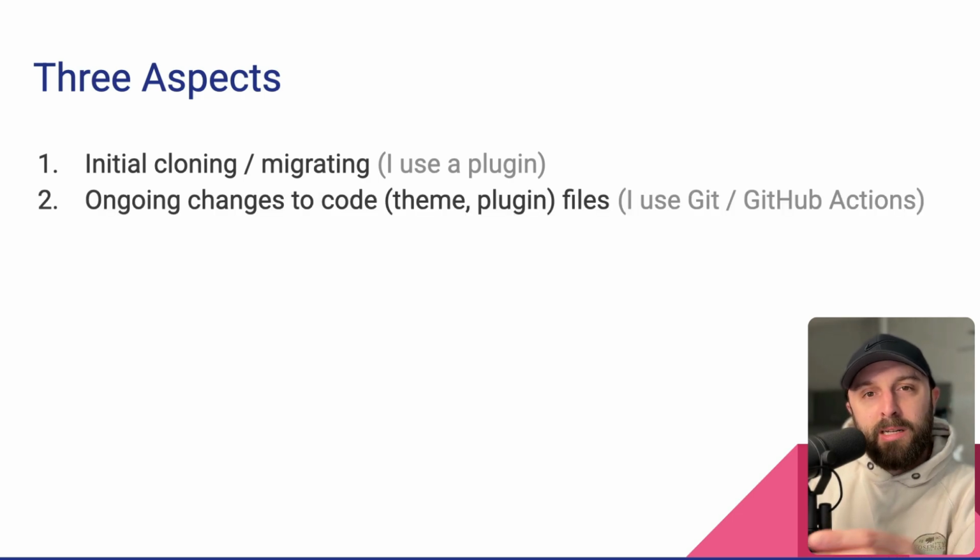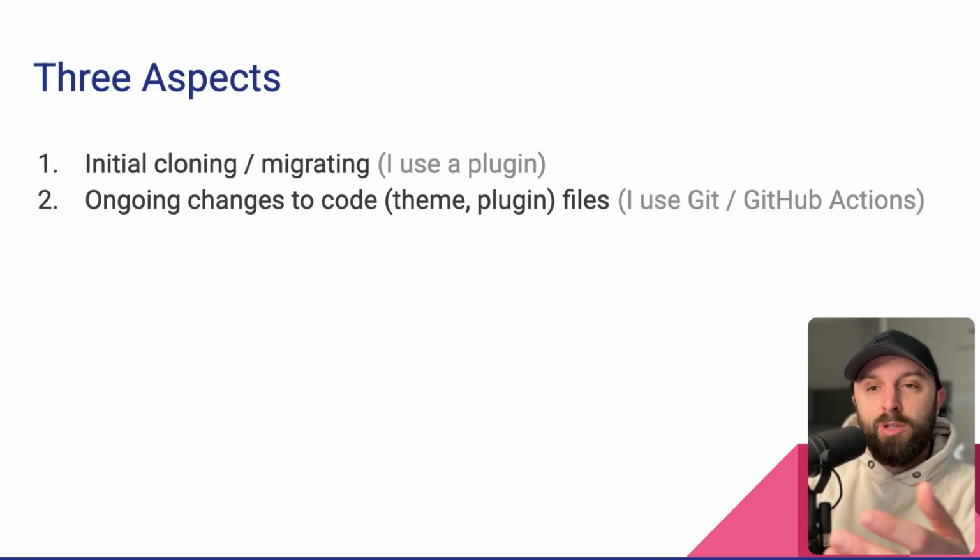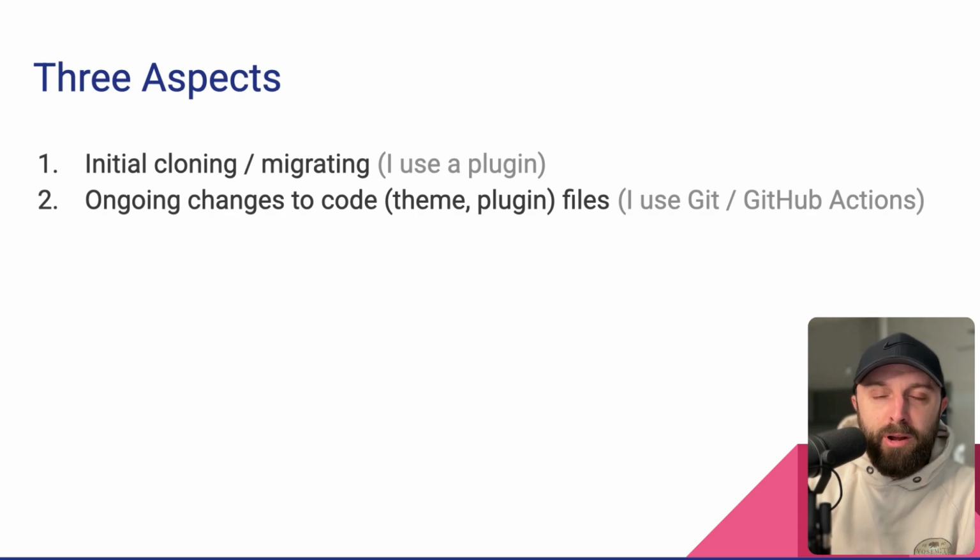The second aspect is ongoing changes to code files, right? Because you might be developing a theme or a plugin, and over time, you might need to push changes fairly frequently. So for those type of ongoing frequent changes, once you've performed the initial copy, I use Git and GitHub Actions. It's a silky smooth workflow. Essentially, you just push your changes to the main branch and that's it. It gets automatically deployed to your live website and it's completely free.